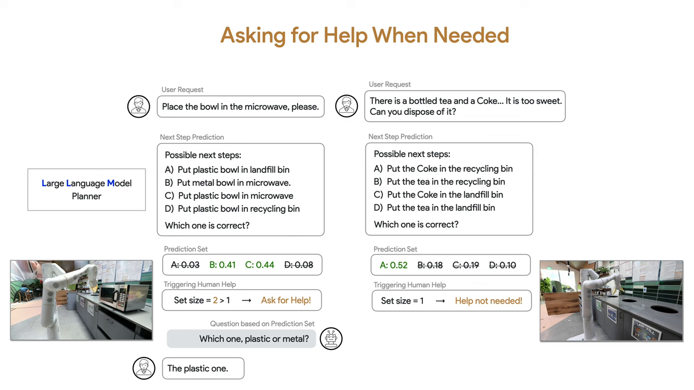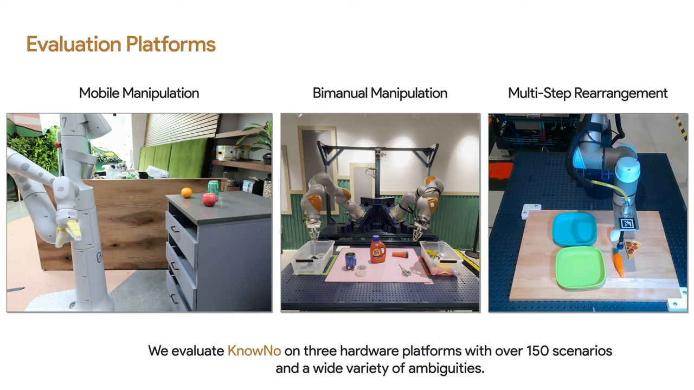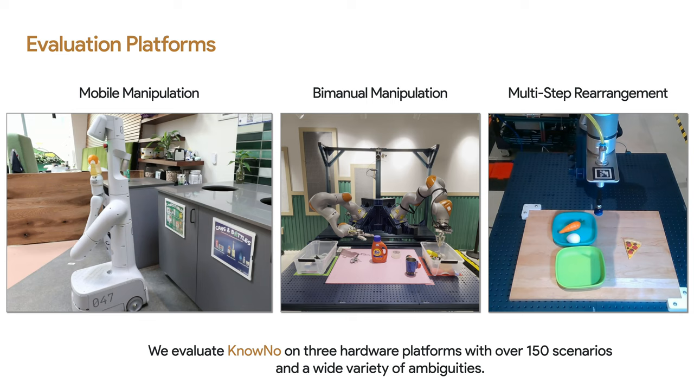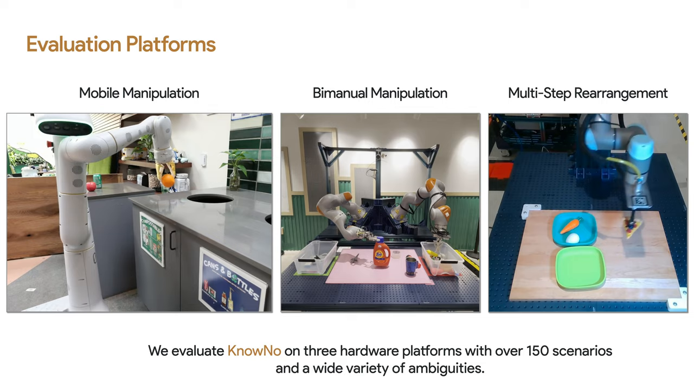We evaluate KnowNo on three hardware platforms with over 150 scenarios and a wide variety of ambiguities, from attribute, numeric, and spatial ambiguities to ambiguous human preferences. We also propose a novel extension of conformal prediction in the multi-step planning setting and provide a sequence-level success rate guarantee in the multi-step tabletop rearrangement example.